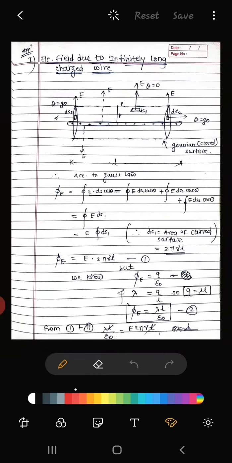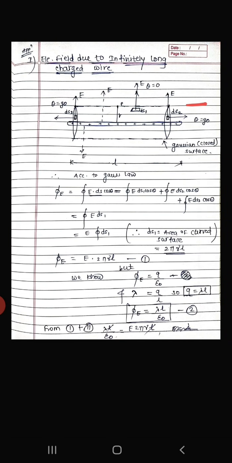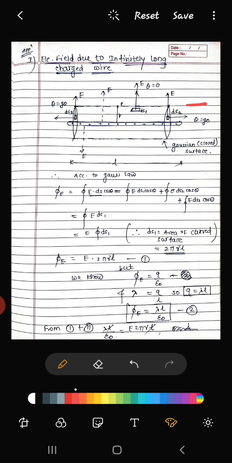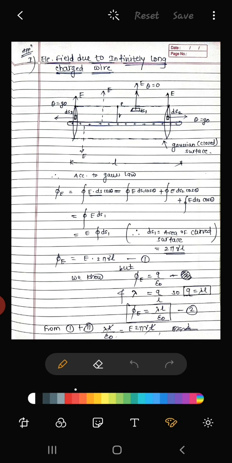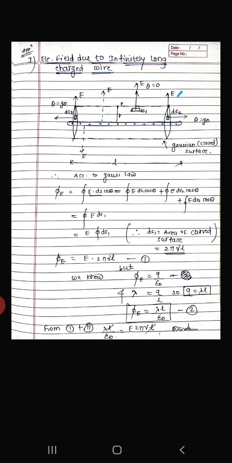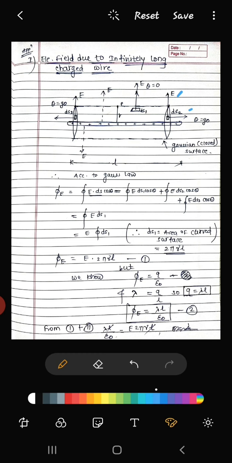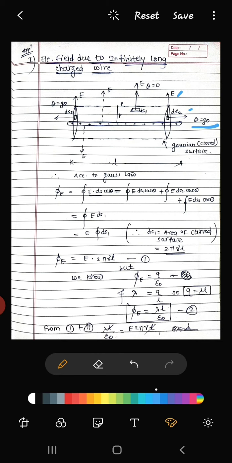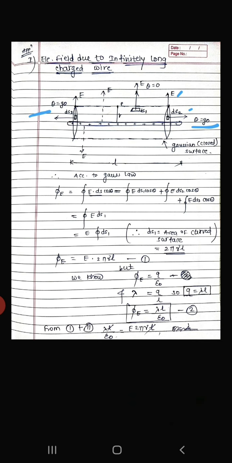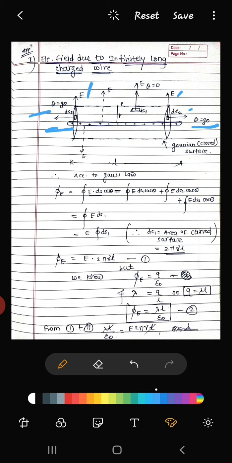Okay, but if you see here at ds2, the electric field intensity and the normal component are perpendicular to each other, that's why theta is 90. And for the third case, theta is also 90 because again E and the normal component are perpendicular to each other.